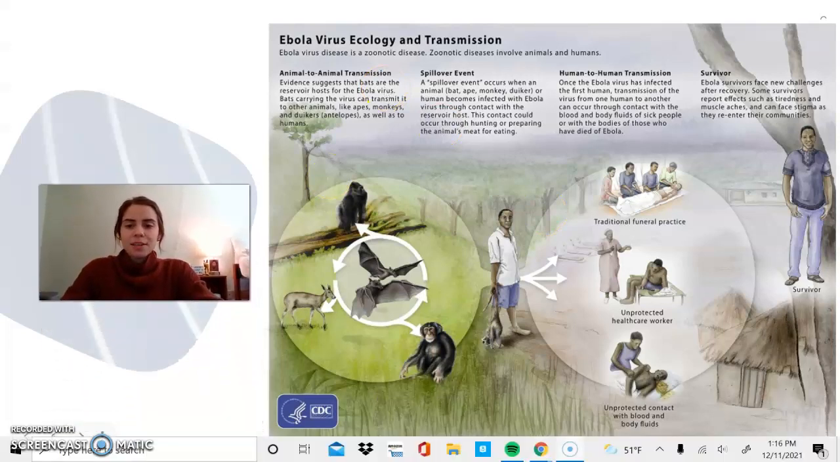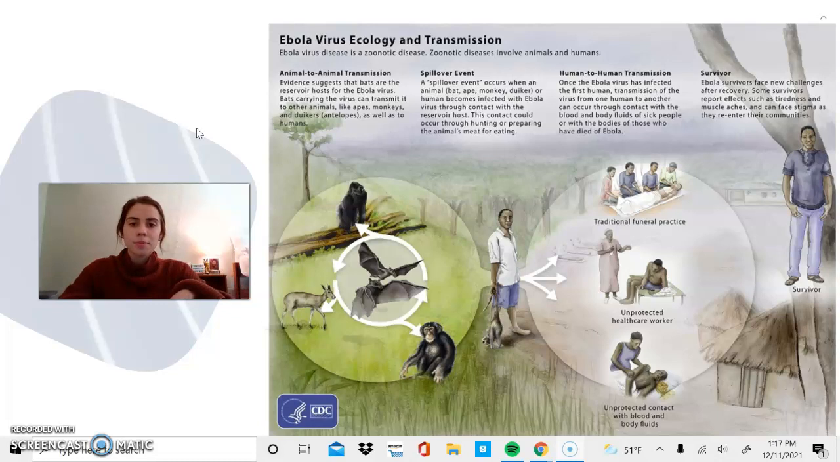I kind of like this image by the CDC. It depicts animal-to-animal transmission. A bat is the main carrier of Ebola virus in animals, and bats may often infect apes, other monkeys, antelopes, and eventually humans. That's when the spillover event occurs, when an animal infects a human.